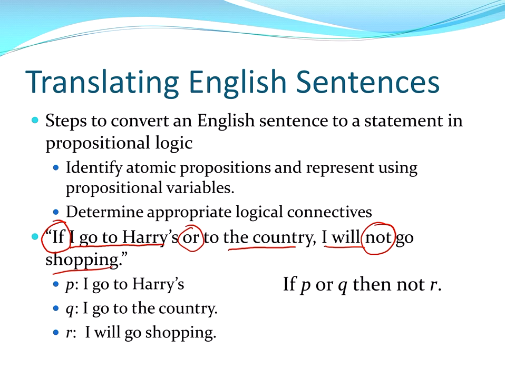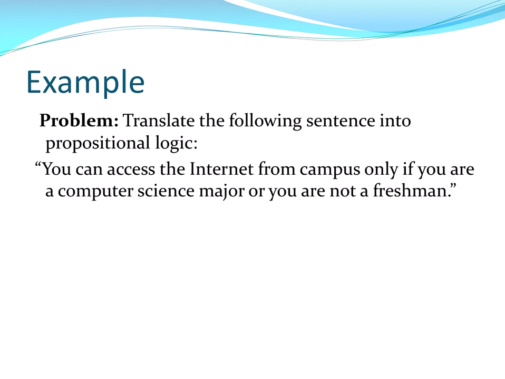And so I can rewrite the sentence with the atomic propositions first: if P or Q, then not R. And then I can state it symbolically as P or Q implies the negation of R. And actually, we wouldn't need the parentheses because of the order of operations. Okay, let's look at another one.